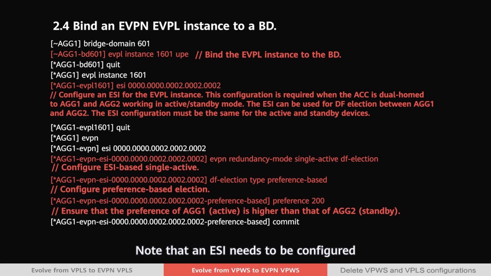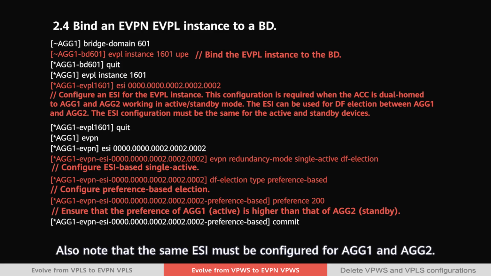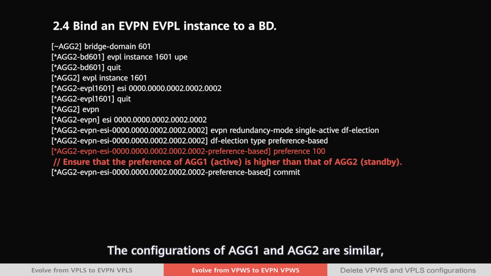Note that an ESI needs to be configured for the EVPL instance only when the ACC is dual-homed to AGG1 and AGG2. Also note that the same ESI must be configured for AGG1 and AGG2. The configurations of AGG1 and AGG2 are similar, except for the preference-based election configuration. Because a larger preference value indicates higher priority, AGG2 is configured with a smaller preference value as the standby device and has a lower priority than the active device AGG1.